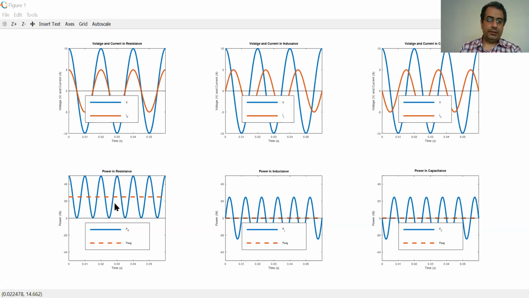So the average for the resistance, still talking about the second row. The very left image in the second row, which is the resistance, has some average energy consumption. But when you look at the inductor and capacitance, the middle and the right image in the second row, the average is 0. So they only store and release, store and release. They are not using or providing any energy.